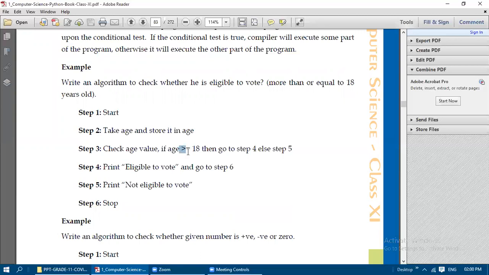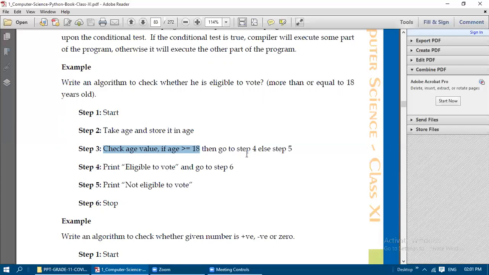If the age is greater than or equal to 18, then go to step 4, that is print he is eligible to vote, and go to step 6, that is stop. After printing eligible to vote, we need to stop the process. Else step 5, that means print not eligible to vote, then it will go to step 6 after executing step 5. These are the steps you need to write. Here one conditional statement is there. After checking the condition, if the condition is true, it goes to step 4. If the condition is false, it goes to step 5.